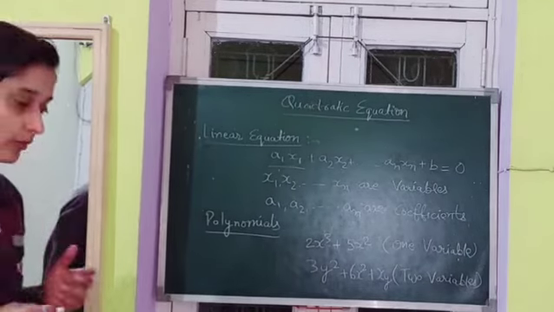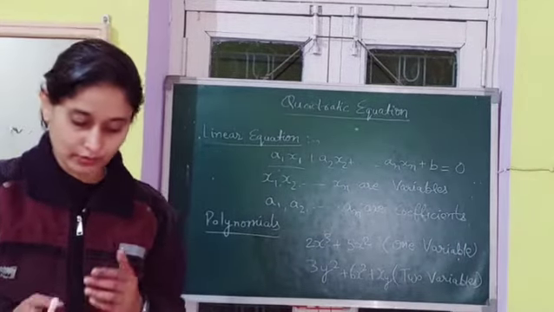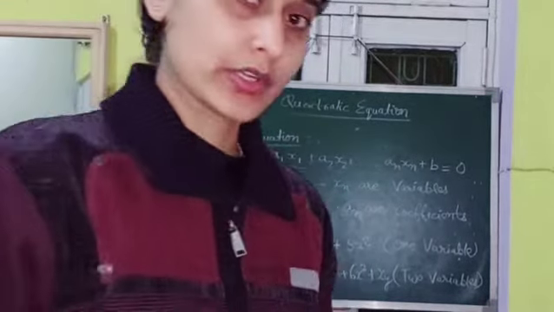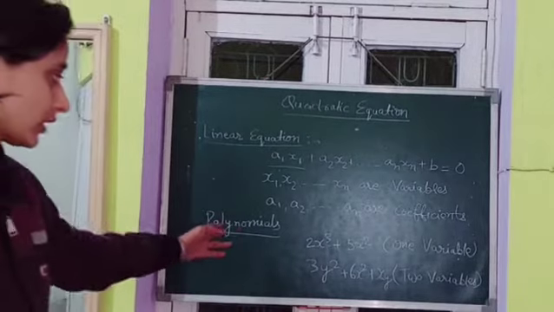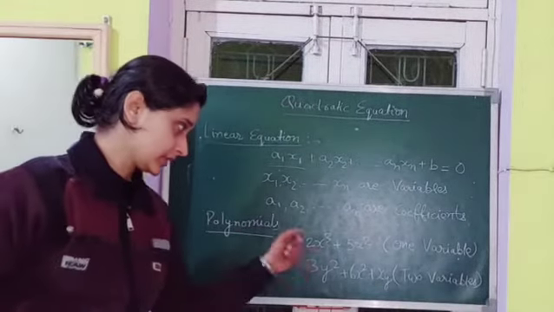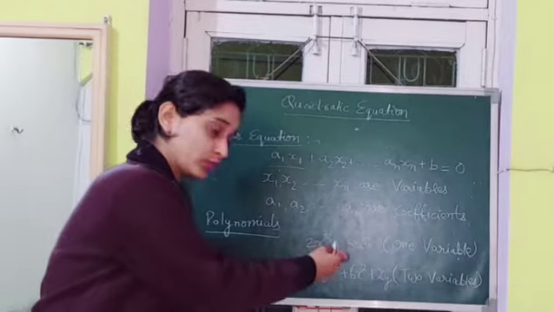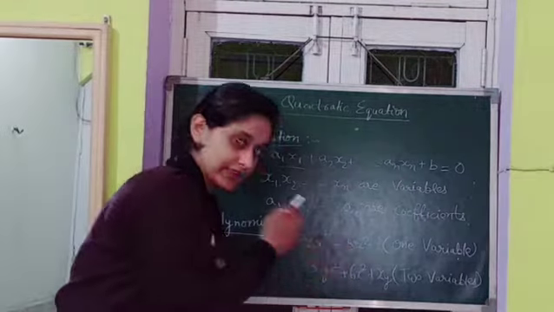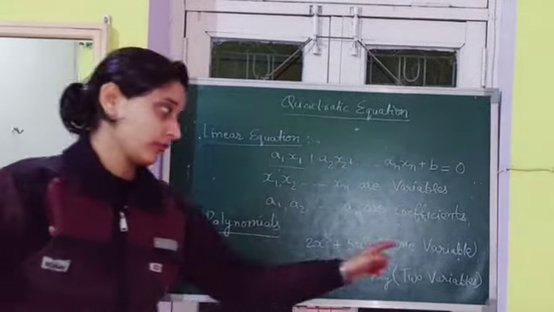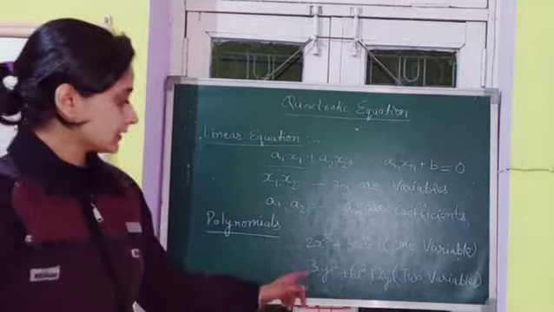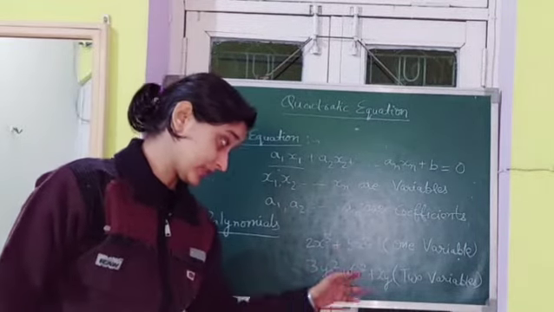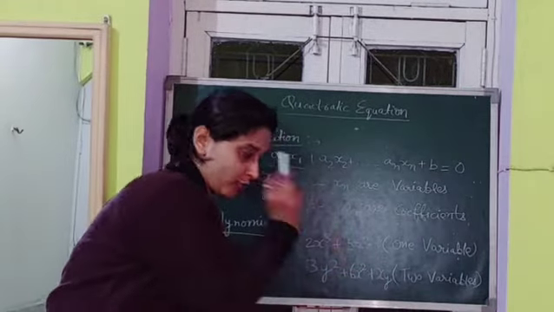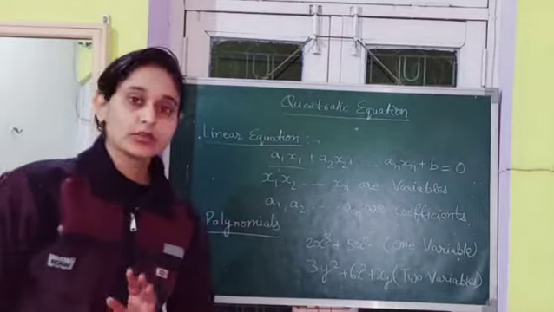To know about quadratic equation in detail, we will know firstly what is quadratic polynomial, and to know what is quadratic polynomial, we will know what are polynomials. So these are equations. I have written here 2x cubed plus 5x square. In this equation there is only one variable, which is x. So this is a polynomial of one variable. And in this equation 3y square plus 6x square plus xy, there are two variables, x and y. So this is a polynomial in two variables.